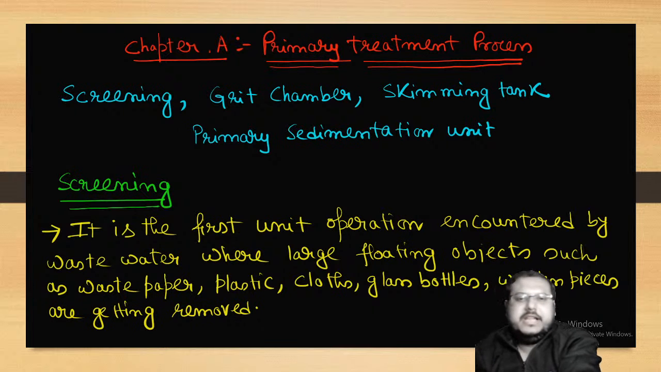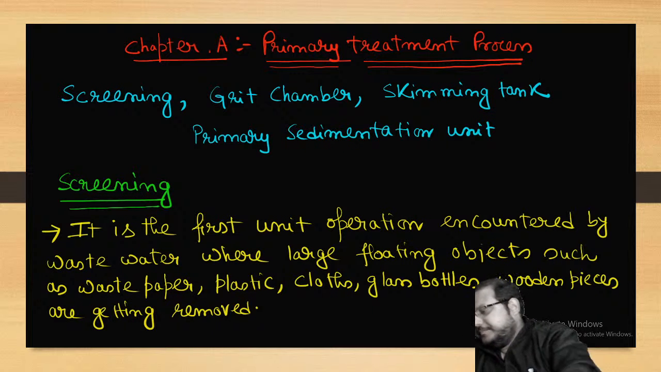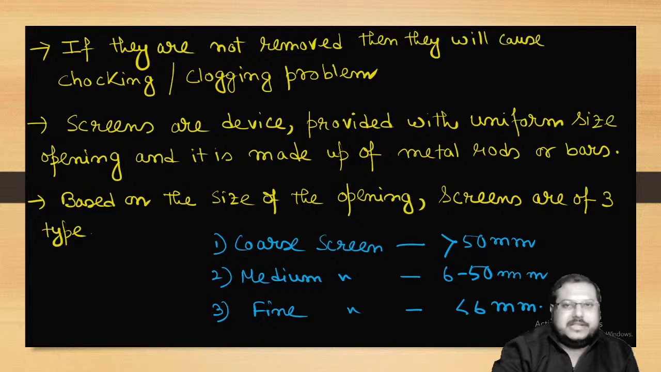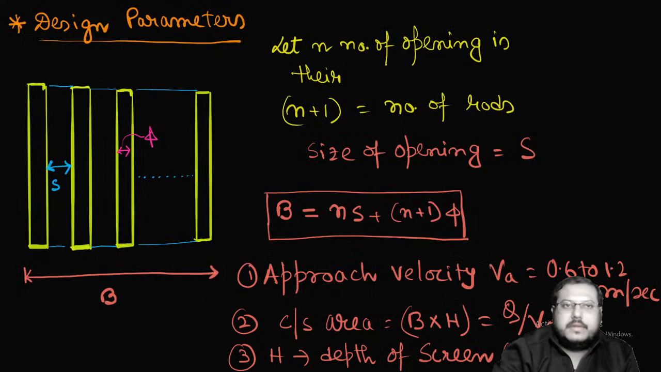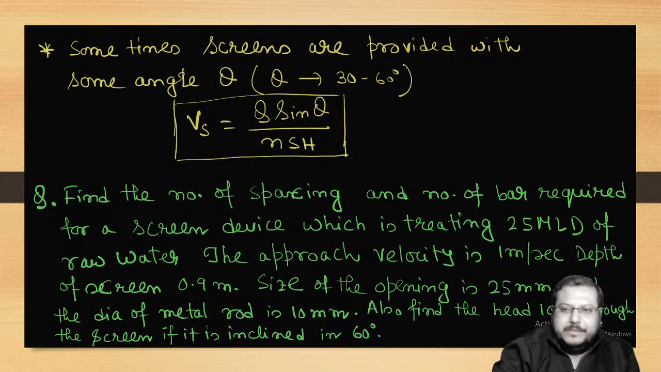Primary treatment process, screening. It is the first unit operation encountered by wastewater, where large floating objects such as waste paper, plastic, cloths, glass bottles, wooden pieces are removed. Nothing else is in it, it is just an obstacle to the flow, and particles having higher diameter than the pore size will get restricted. Screens are of 3 types: coarse screen, medium screen, fine screen. I am just giving you the glimpses, then I will go to the problems. Design parameters of screens are discussed, and to make you understand, one problem is also discussed.